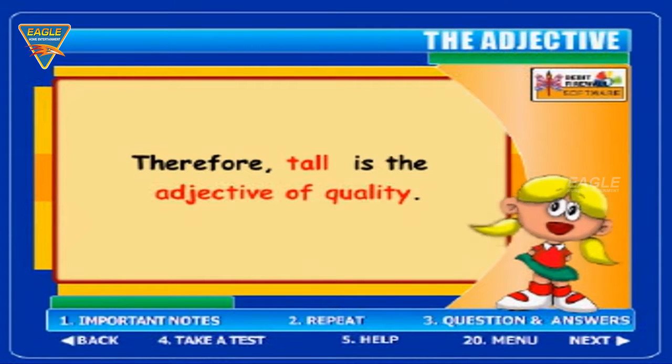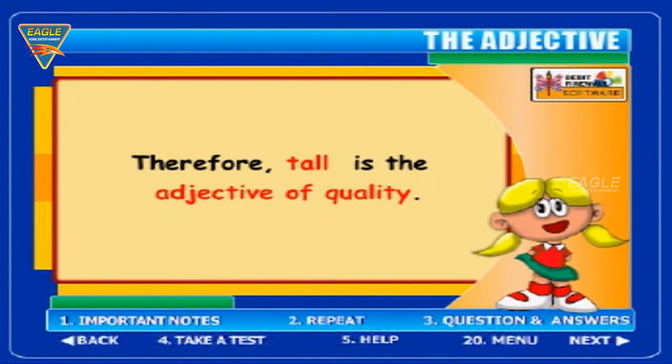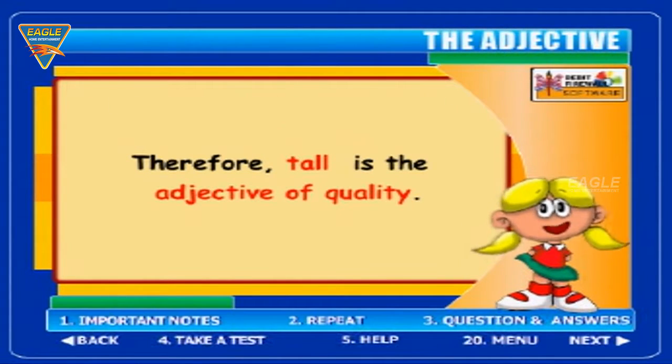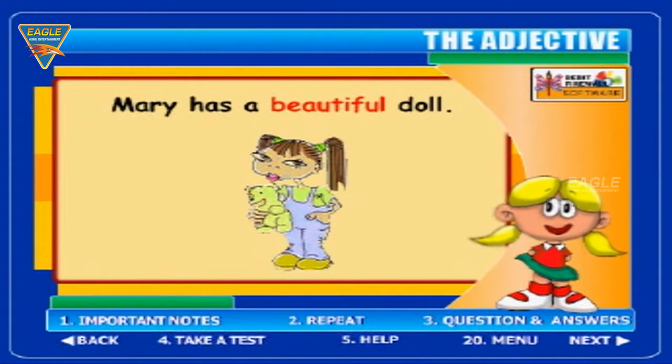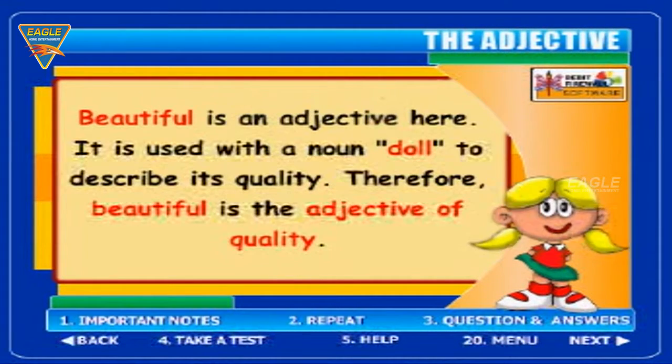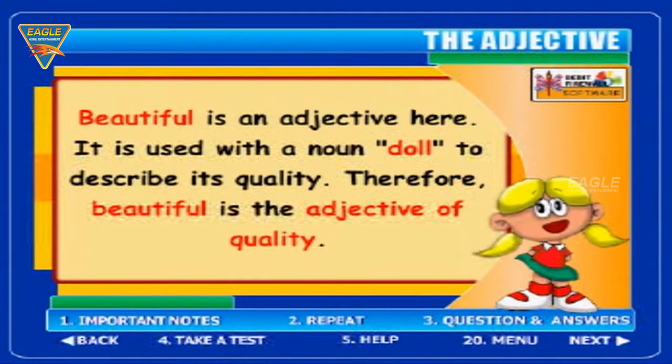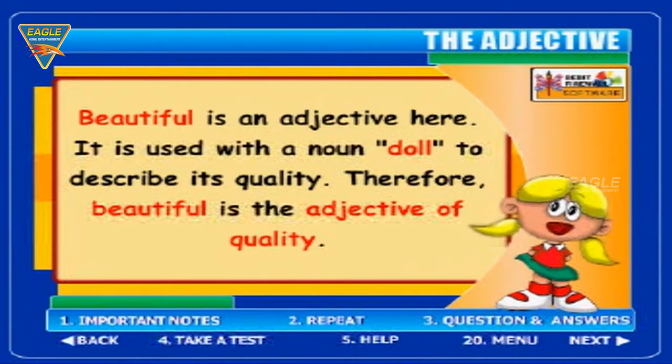Therefore, tall is the adjective of quality. Mary has a beautiful doll. Beautiful is an adjective here. It is used with the noun doll to describe its quality. Therefore, beautiful is the adjective of quality.